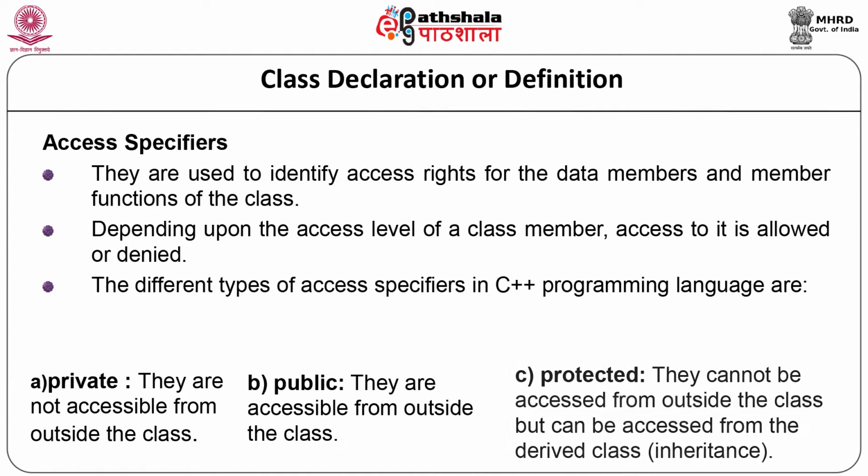Third, protected. A protected access specifier is a stage between the private and the public access. If member functions defined in a class are protected, they cannot be accessed from outside the class but can be accessed from the derived class in case of inheritance. The members declared as protected are accessible from outside the class but only in a class derived from it.